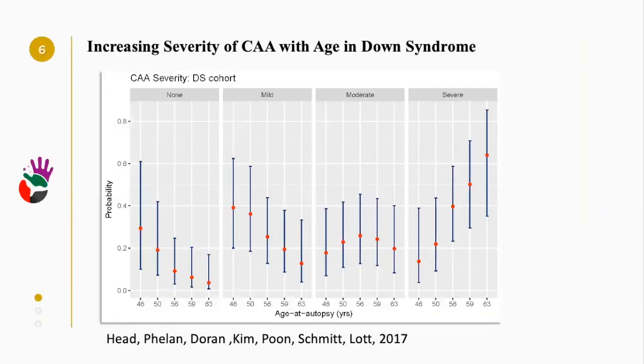So one thing that we wanted to point out just straight away was that you can see that as age increases, the severity of CAA also increases, which you can see especially if you look at the none and the severe categories of CAA on this slide.